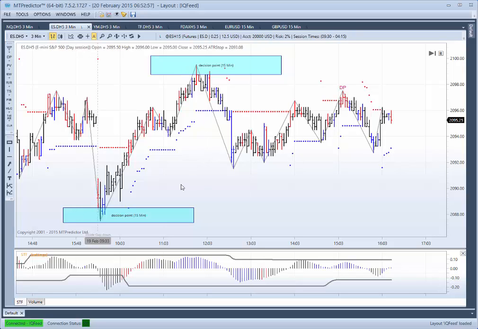Obviously these don't work that well every single day. It would be great if they did. All trading is a matter of probabilities, and we all have to know and understand that. So how would that have helped you in your trading? Well, there's a couple of trades you could have done off this.